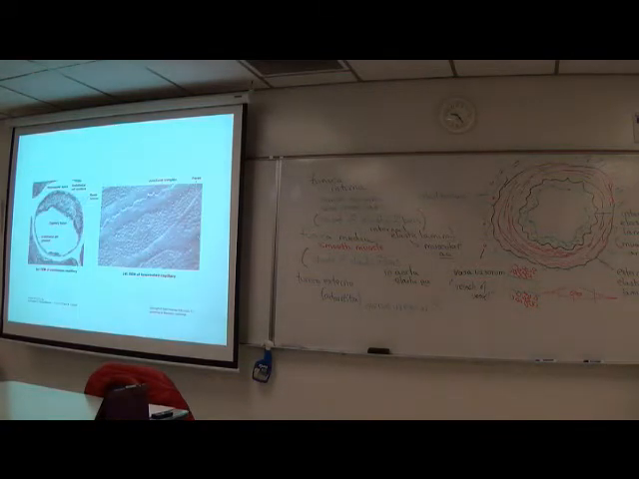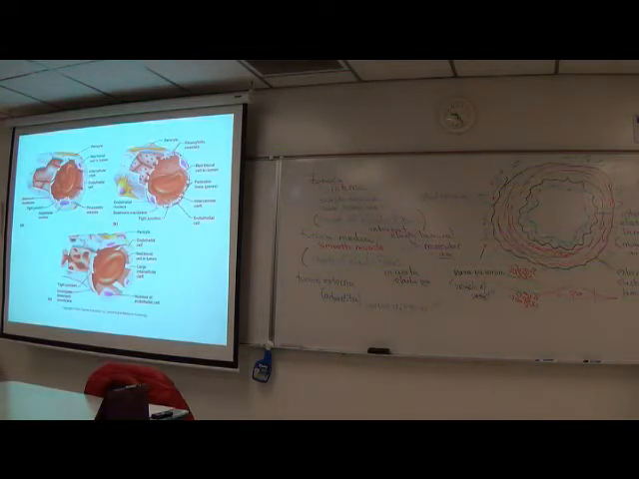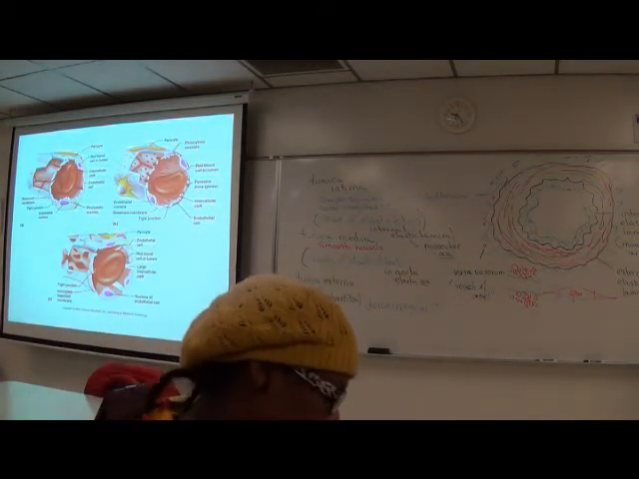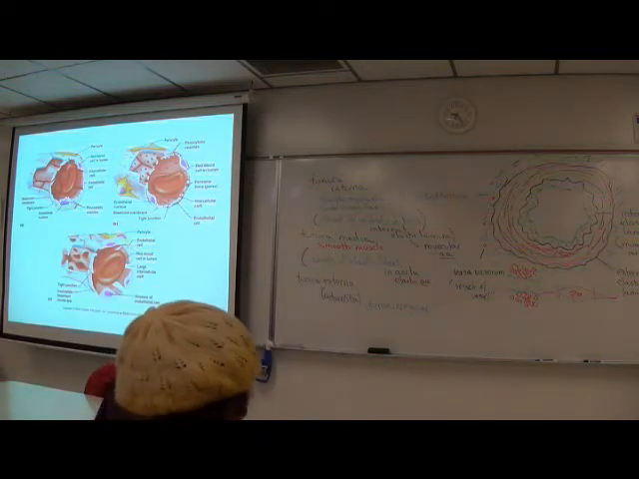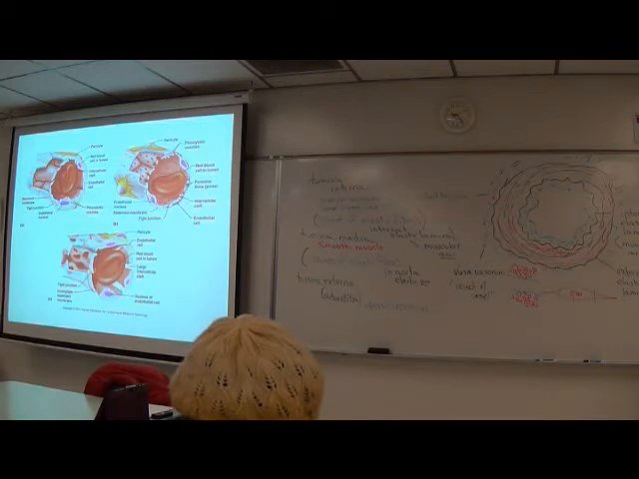So let's just talk about capillaries, and then we'll look at branches of the aorta. So capillaries, remember, have only one of the three layers that we talked about. Capillaries have just the tunica intima.